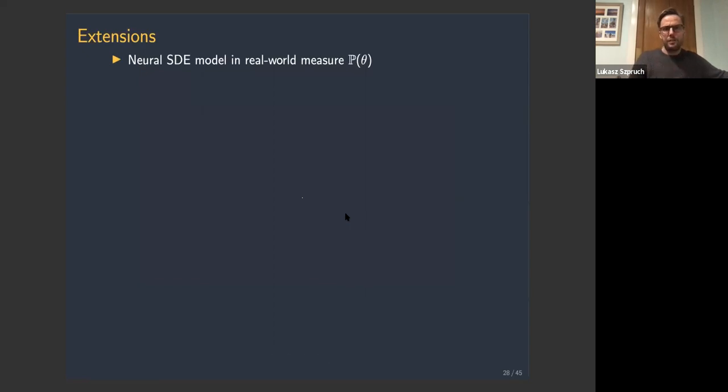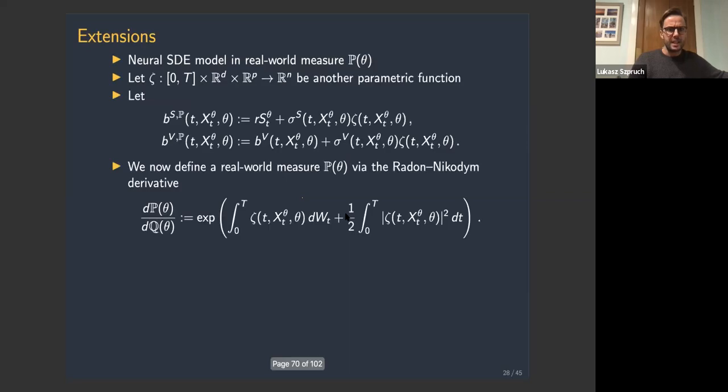There are many possible extensions. I only showed you this calibration under the Q Martingale measure, to the prices of traded derivatives. Of course, you could extend this, and you could also directly train to the trajectories on the real measure, and you can use those models to train to both prices, under Q and P.